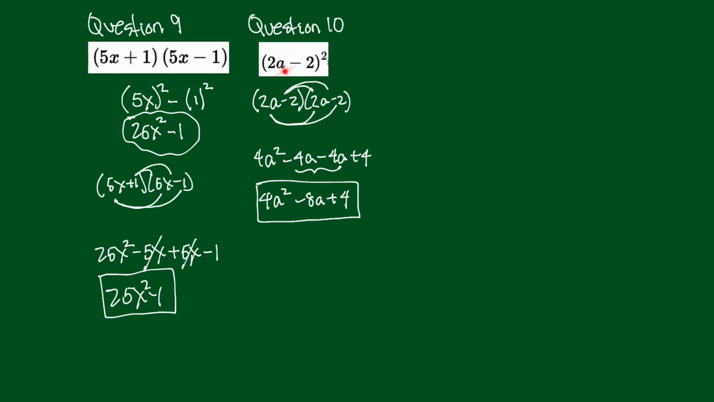Negative 4a. But you double it. You double it, right? You see both of them there? That's why you double it. So multiply them together. You double it. You get negative 4a, double it, you get negative 8a, and then you square the last. Negative 2 times negative 2 is positive 4.